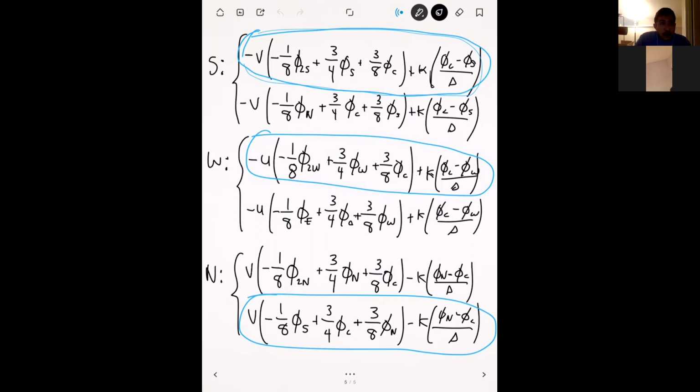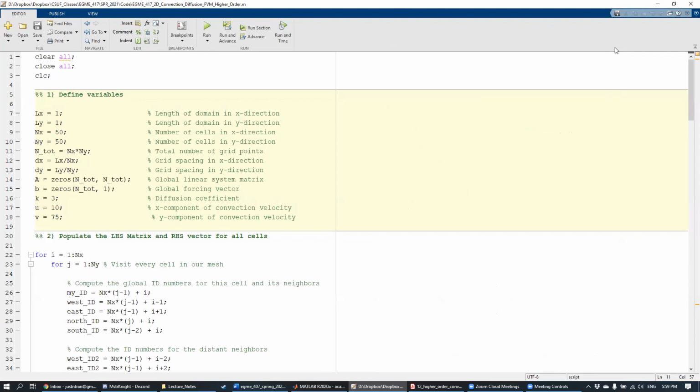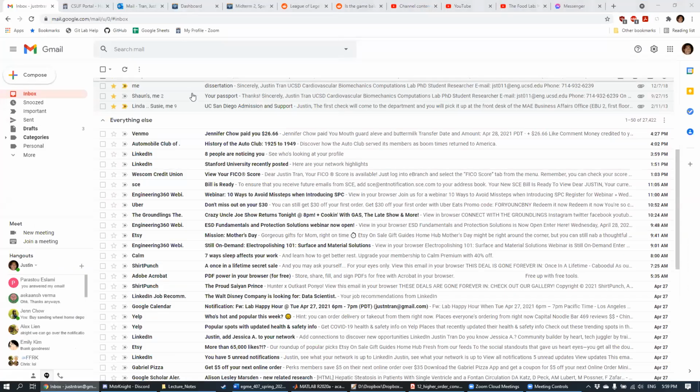Okay, so let me go ahead and look and see how this is implemented in MATLAB. Let me go ahead and share my screen. Actually, this MATLAB code that I have here does incorporate that. You'll see a bunch of if statements here that show you how you would implement one way or the other. This is code that's on Canvas, the 2D convection diffusion FEM higher order. Actually, let me show you where it's uploaded.